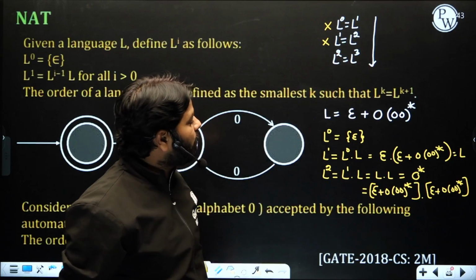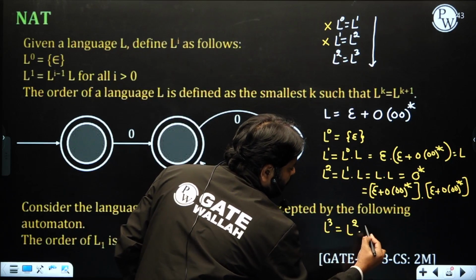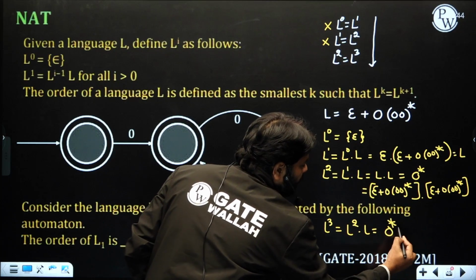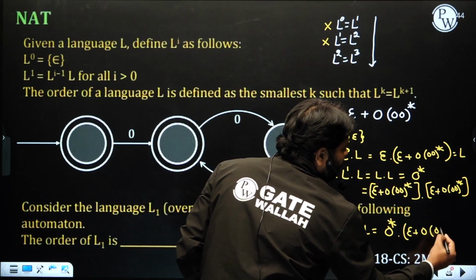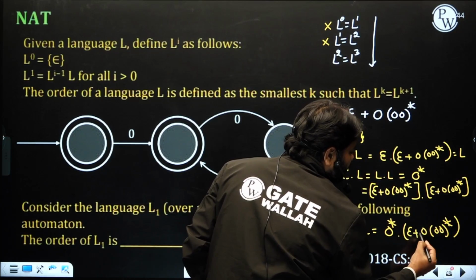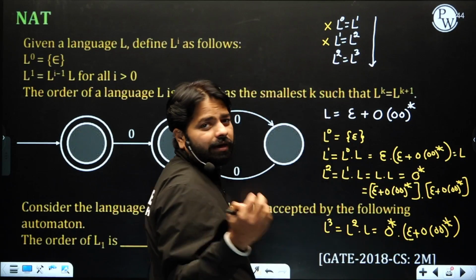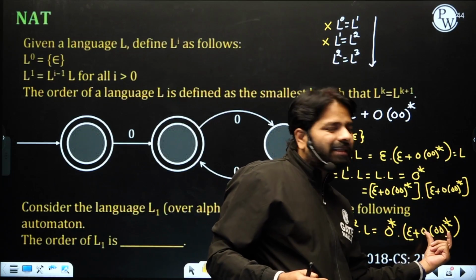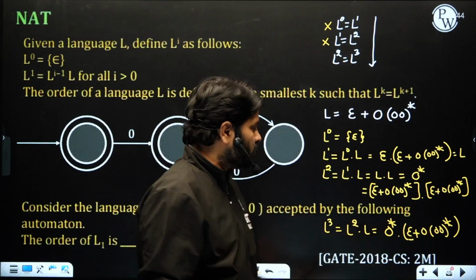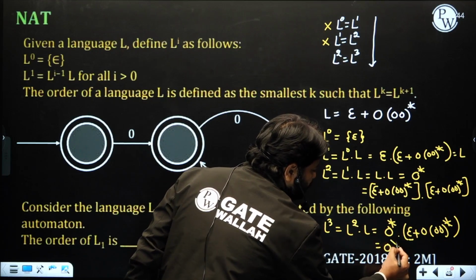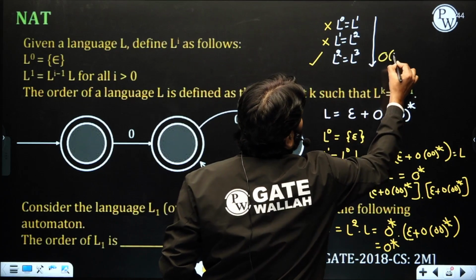Now the next one, L power 3, we try. L power 3 is nothing but L power 2 dot L. L power 2 we got as 0 star, and L is epsilon plus 0 followed by double 0 whole star. Now you decide: epsilon is already there, so 0 star dot epsilon you get 0 star, and 0 star union any set of strings is always 0 star. So this is equal to 0 star. Now you observe L power 2 is the same as L power 3, it is true. So the order of L is definitely 2 here.